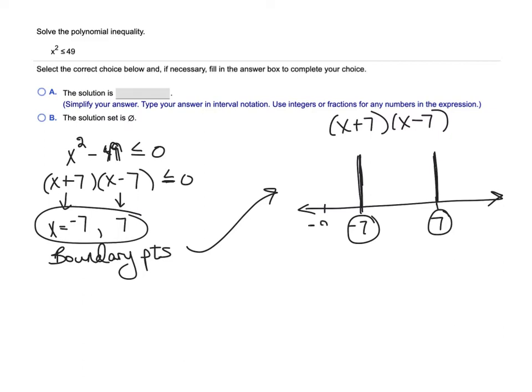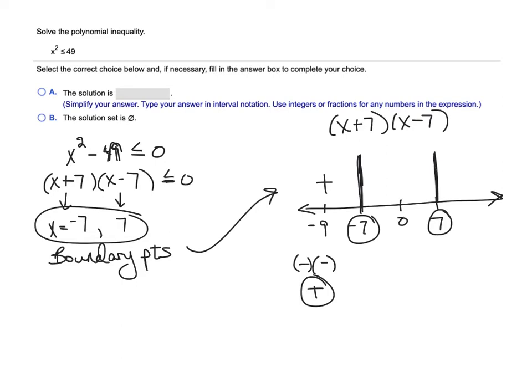I'll pick negative 9. If I plug negative 9 in here, negative 9 plus 7 is negative 2, and then negative 9 minus 7 is still a negative 16. But that doesn't really matter. What matters is it's a negative number times a negative number. Remember, two negatives make something positive when you multiply or divide. So that's positive.